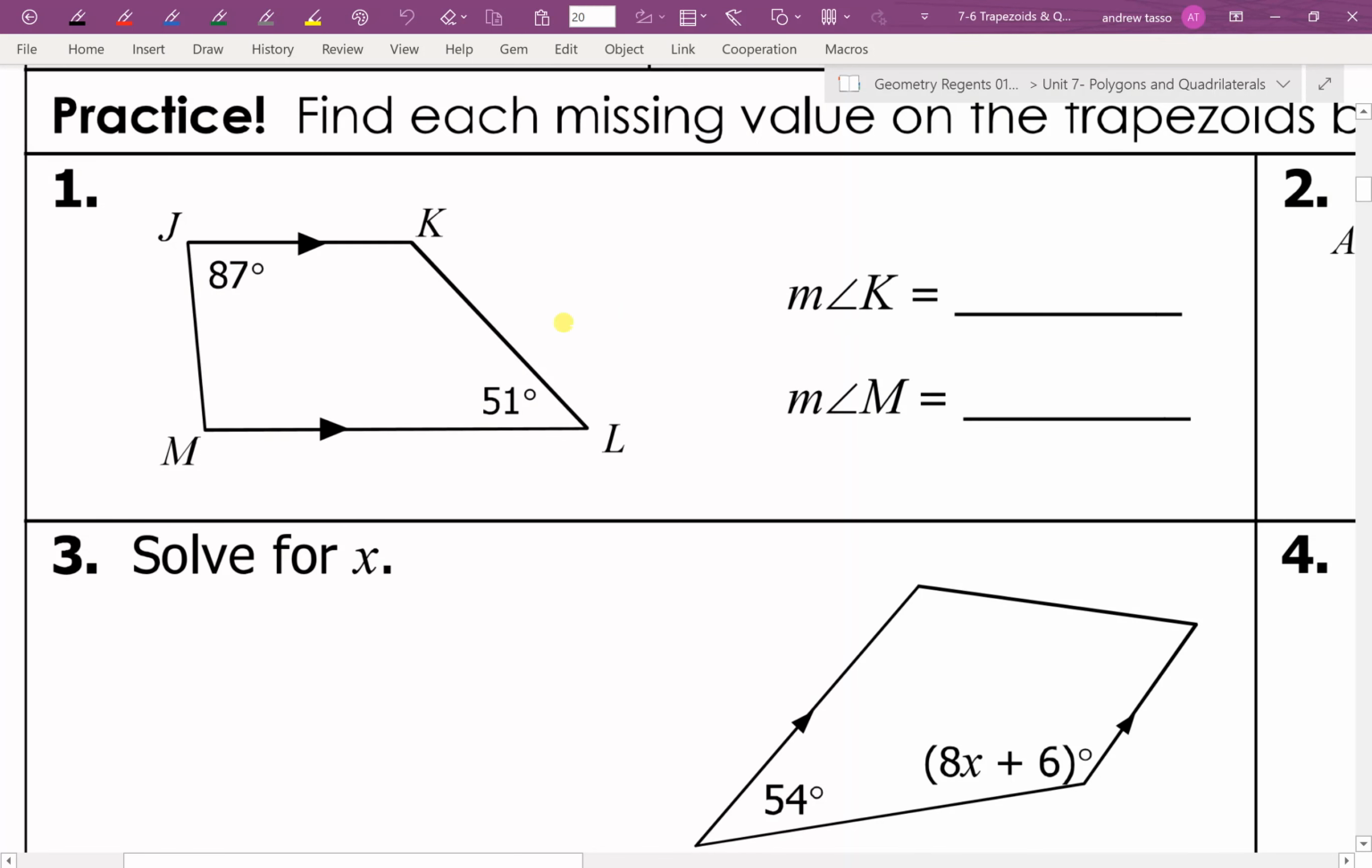First question. Given that this is 87, we could always do 180 subtract 87. That leaves 93 to go here. And same thing for 51. We would do 180 minus 51, and that would leave 129 to go in here. So 129 and 93.